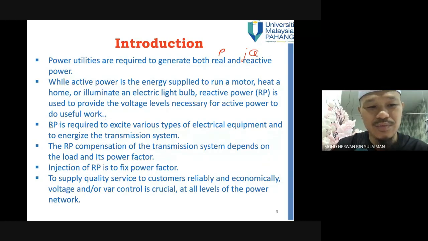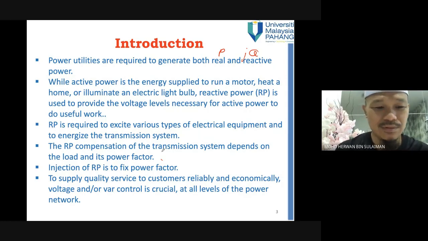Okay, the reactive power is required to excite various types of electrical equipment and to energize the transmission system. So it is also required to compensate the transmission system, depending on the load or its power factor. So when you have a very heavy loading, sometimes you need to have the injection of reactive power in order to stabilize the voltage or to maintain the voltage level at the various states.